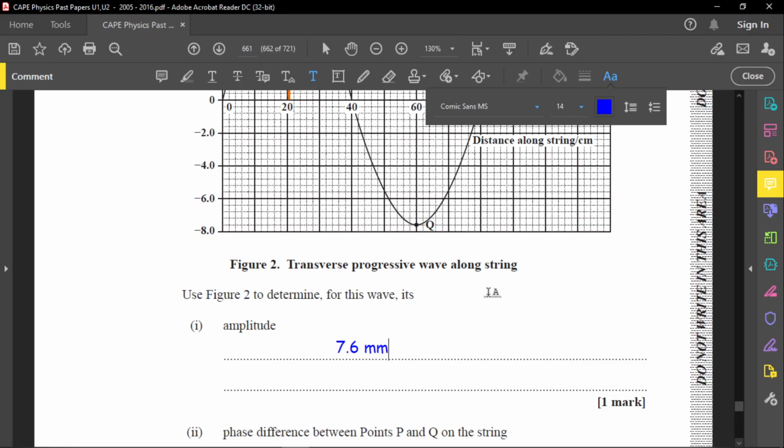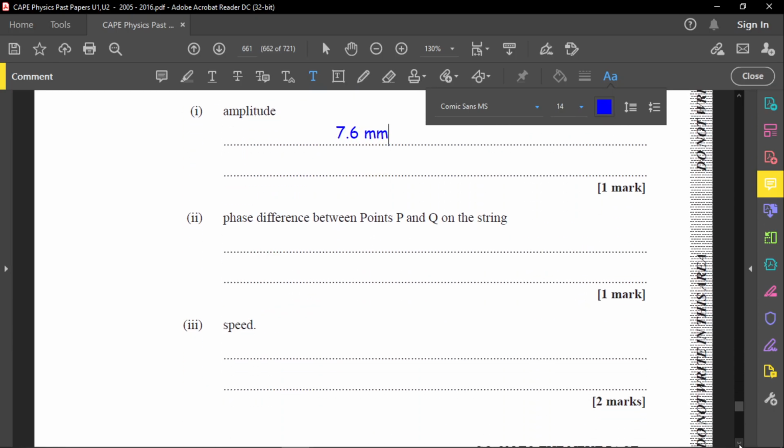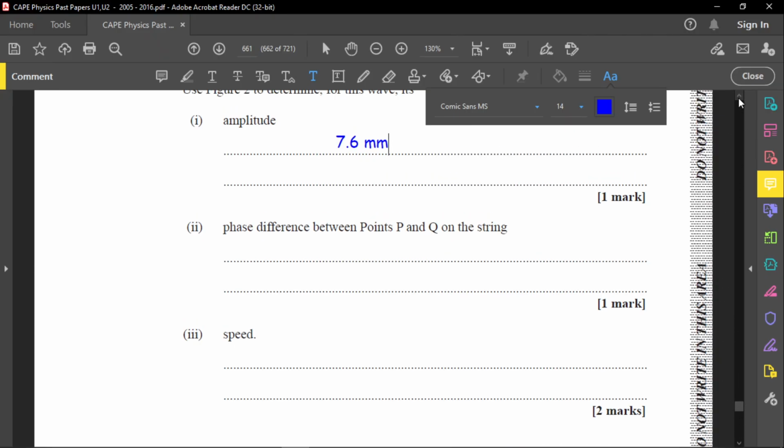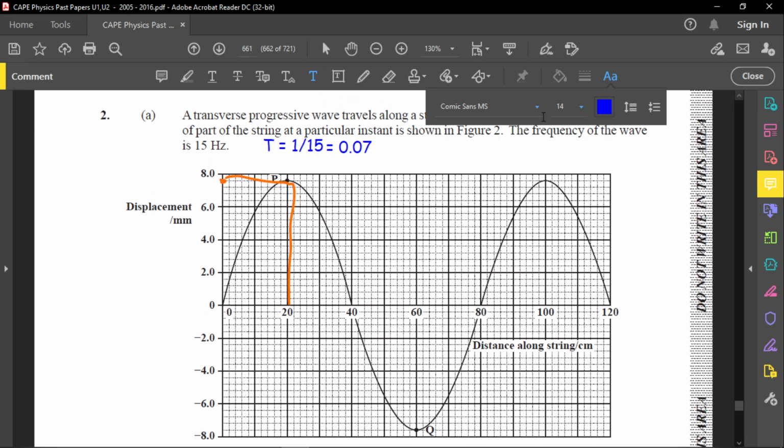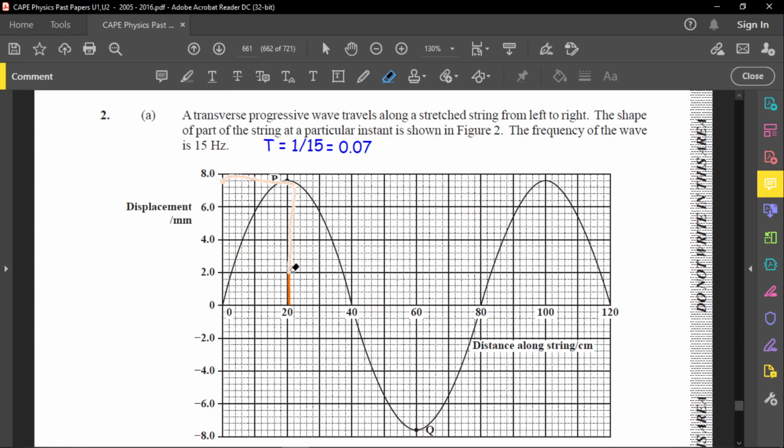Now the next part of the question is part 2 of this section here. It reads, phase difference between point P and Q. So we determine the phase difference between point P and point Q. All right, so let's go back to the graph. The phase difference here between P and Q. Let's just take this piece out to make it clear to see what I'm going to do right here. So looking at the graph in terms of the phase between P and Q.